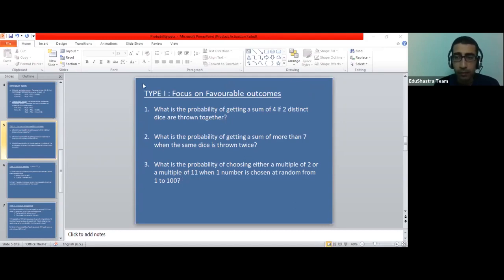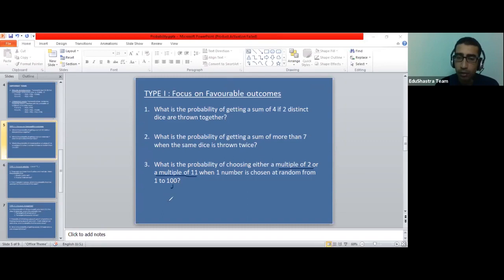Third question. Okay. I will discuss. Let me just quickly discuss all of them. Probability of choosing either a multiple of 2 or a multiple of 11 when one number is chosen at random from 1 to 100. So you want to choose either a multiple of 2 or a multiple of 11. Or both, actually. That is what the question means. You could have any number that is a multiple of 2, and there are 50 such numbers from 1 to 100, or a multiple of 11, and there are 9 such numbers. But then in both 50 and 9, you're counting numbers that are multiples of 2 as well as 11.